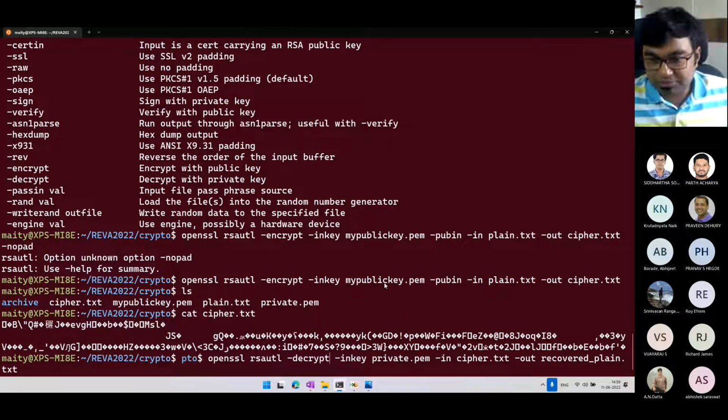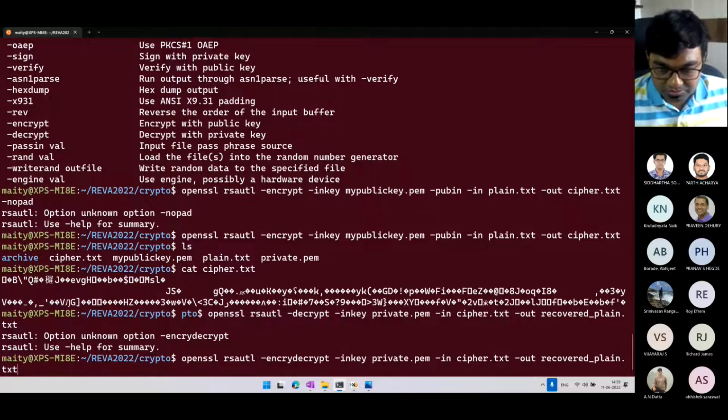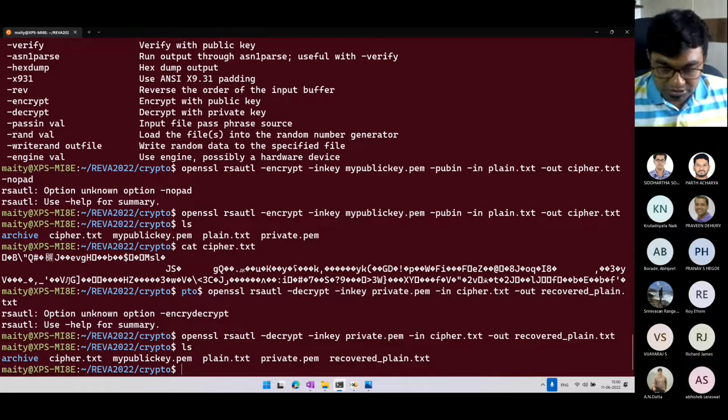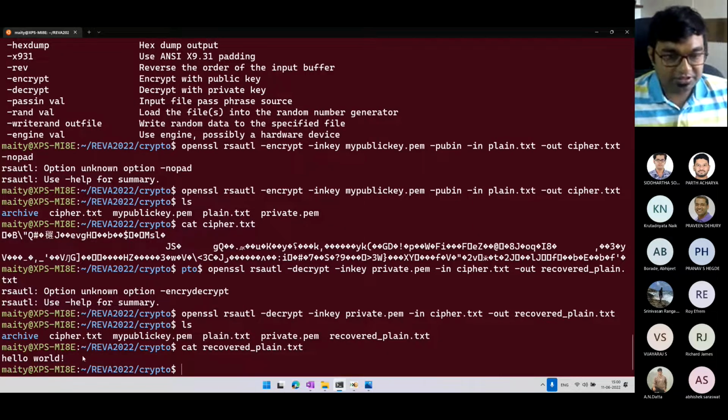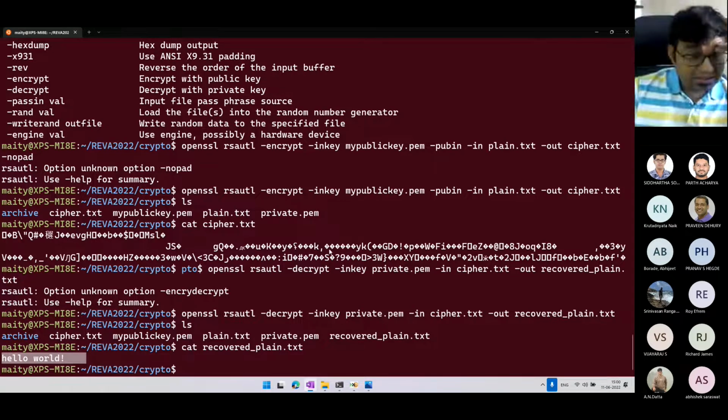So I used one key, this public key I have used for encryption. Now I am going to use the private key for decryption. Operation unknown. Oh. Covered plain. We got it perfectly. Okay. Makes sense, right? So this is how we can do the RSA encryption and decryption.